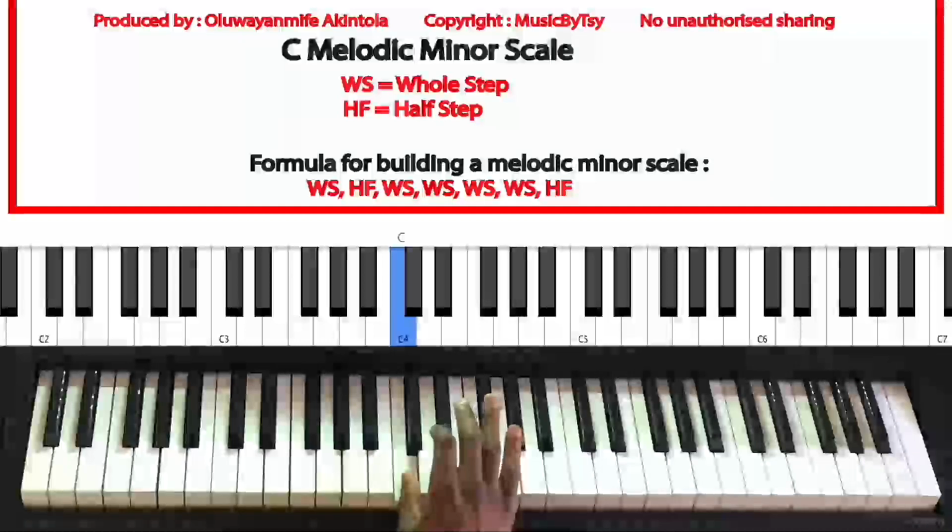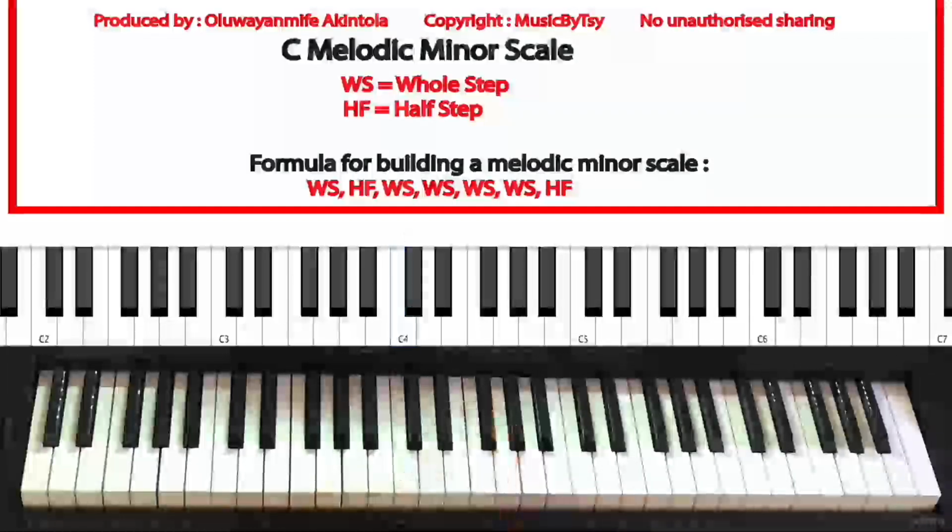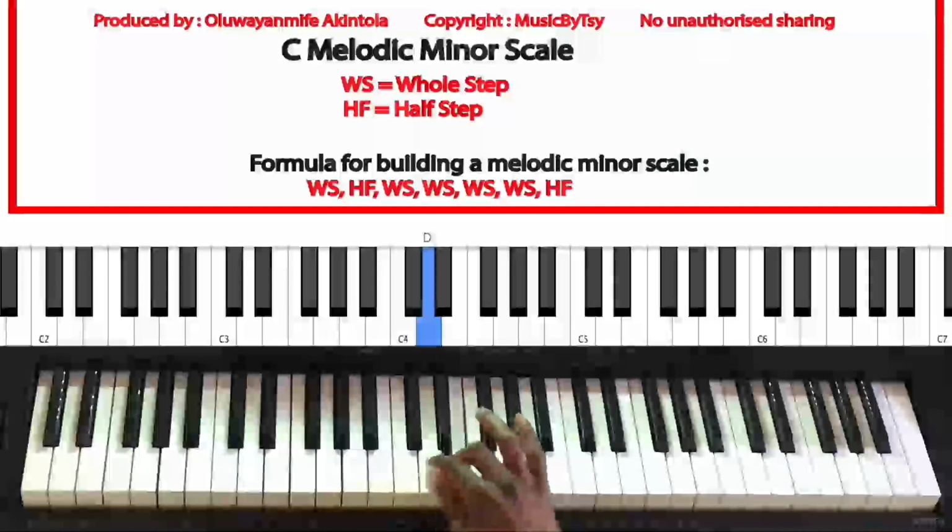So the first method that I'm going to teach you is quite an easy method. In order to build the C melodic minor scale, what you can do is you can take the C major scale and then you can lower the third note of that C major scale by a half step, and that's going to give you the C melodic minor scale. So this is what I'm saying. So the C major scale is this.